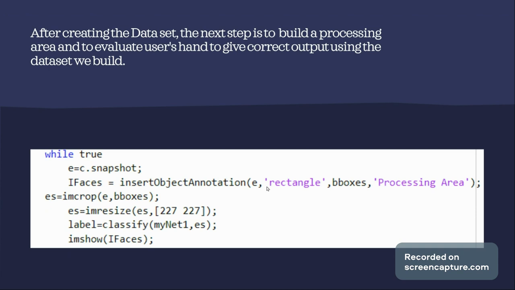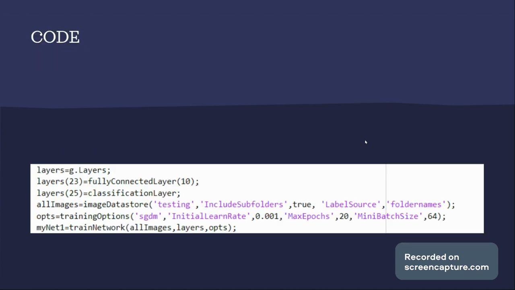So I have built a rectangular box of processing area, which is of size 227 by 227 of the camera. Okay. So here are the layers I've created. Currently I'm using only 10 datasets because it's just for primary basis, but later on there will be more datasets. So the number will increase gradually.